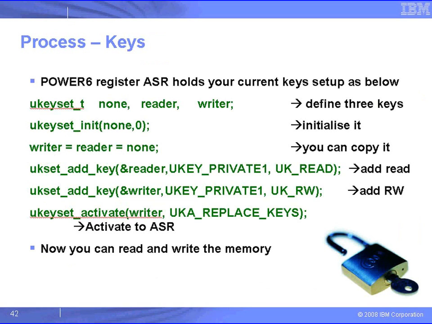So now we have the memory locked, we have to work out how to get a key to access it. Well, we have a new data type called a user key set, and we define 3 of them. We have to initialize them before we use them, and then we initialize our reader key and our writer key, as you can see here with the user key add key. The read key we give read access to, and the writer key we give read write access to.